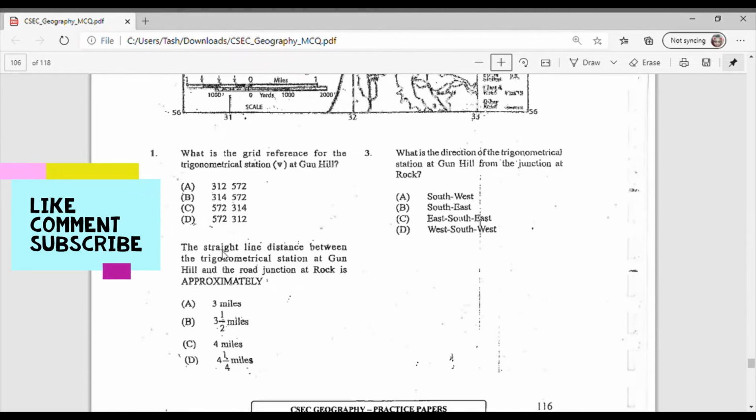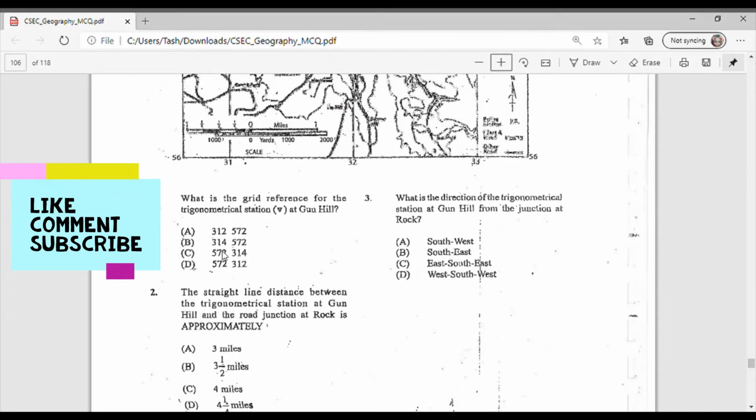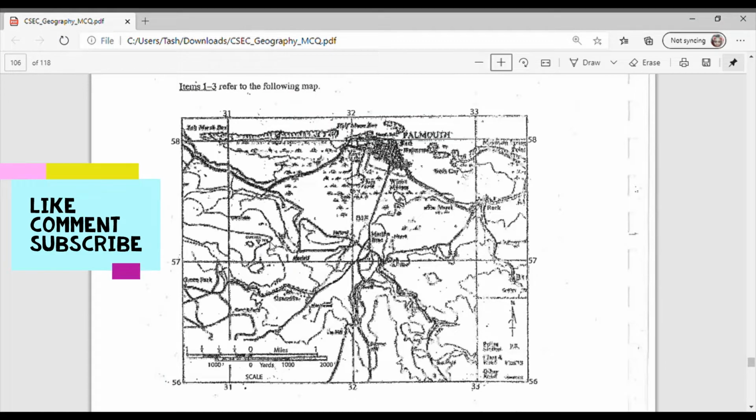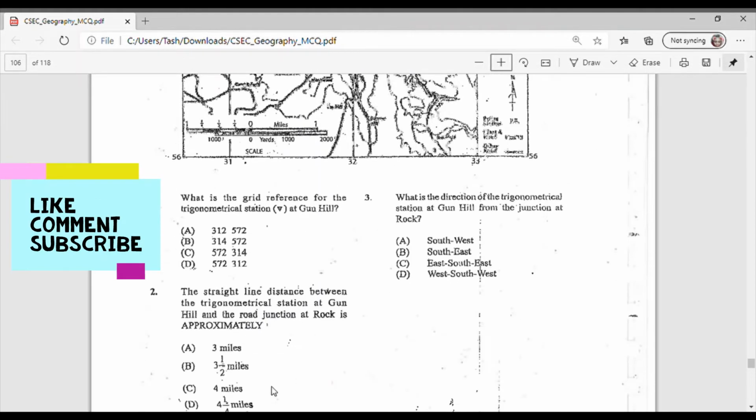For number 2, the straight line distance between the trigonometrical station at Gun Hill and the road junction at Rock is approximately. So what you're going to do is find the two areas, then place your strip of paper between the two areas, mark off your measurement, place your measurement on your scale, and then do your reading. When we did that, it is from right here where Gun Hill is to Rock over here. That straight line distance, it is asking for the answer in miles. When we place it along here, it turned out to be 3.5 miles. So for number 2, the letter would be B.